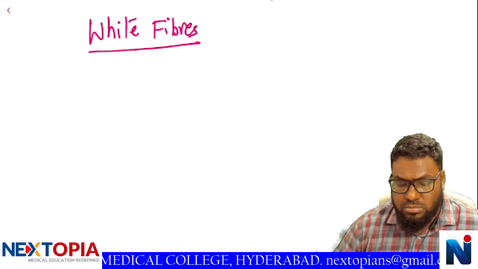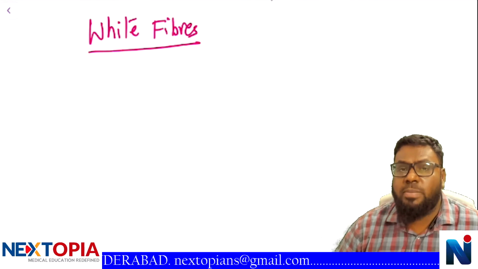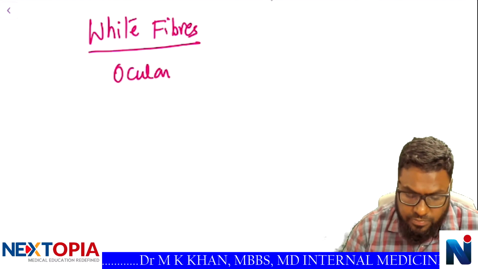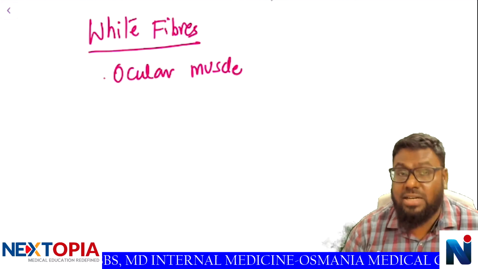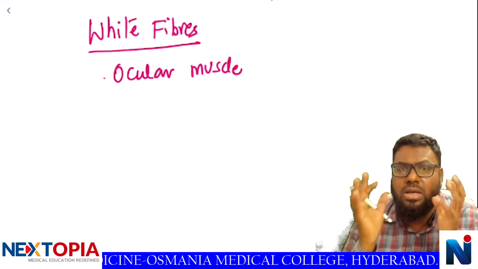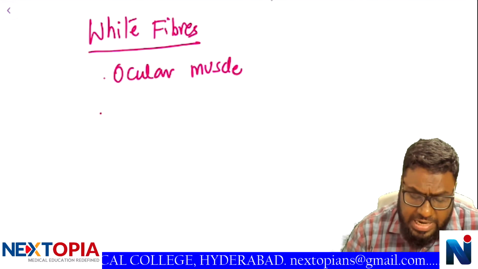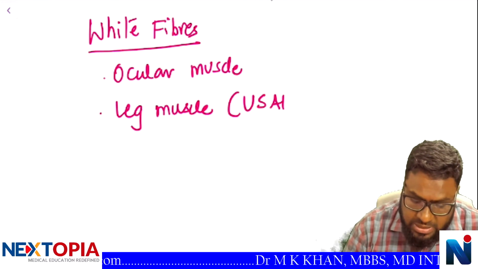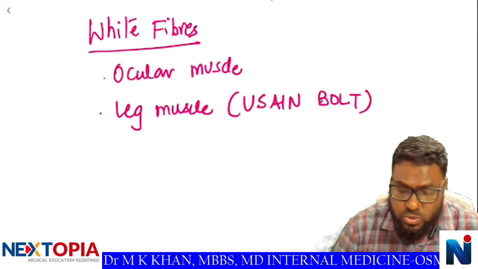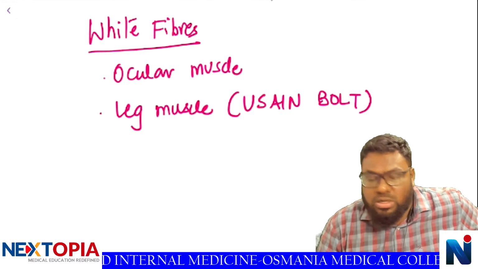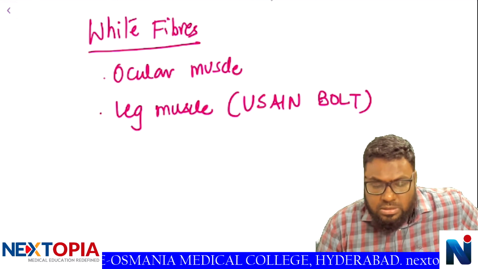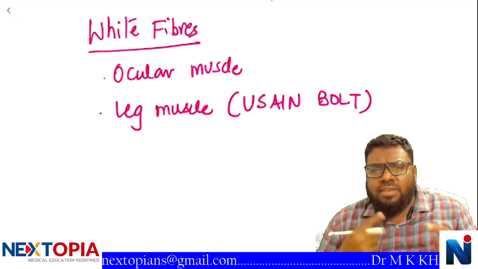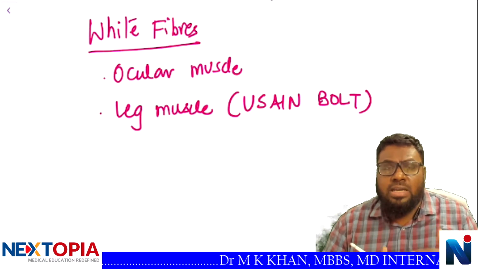and it performs short-term activity. For example, the muscles of the eye, the ocular muscles. Short-term but powerful activity, very powerful muscle. Eye muscles are very powerful but short-term activity. For example, in an athlete, the leg muscles of Usain Bolt, the famous sprint runner, the sprinter, they perform activity very fast. They are powerful muscles performing activity very fast.